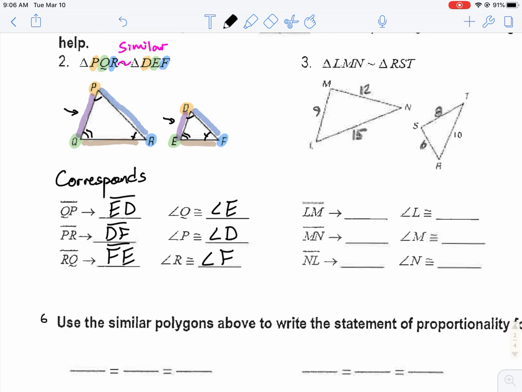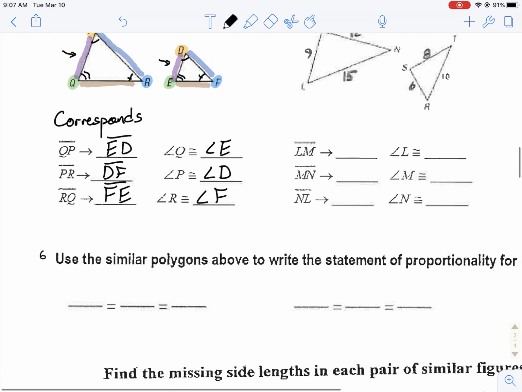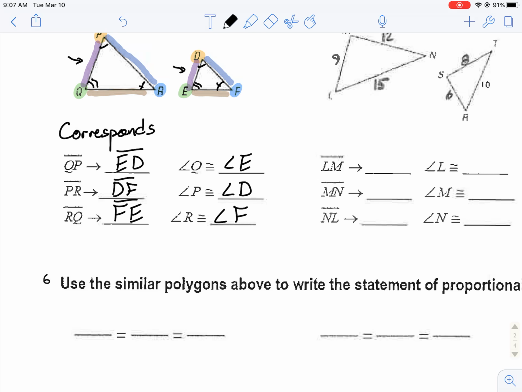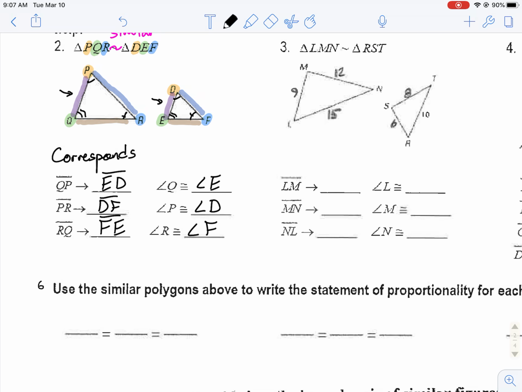So using that, I'm just going to slide down a little bit. You're going to do 3 and 4 on your own. But in 6, it wants you to use the similar polygons above and write a proportionality for each of the following sides. So if I look at my first triangle here, I can name my sides, oops, zoom in a little bit. I have sides of PQ. I have QR, and then I have RP.